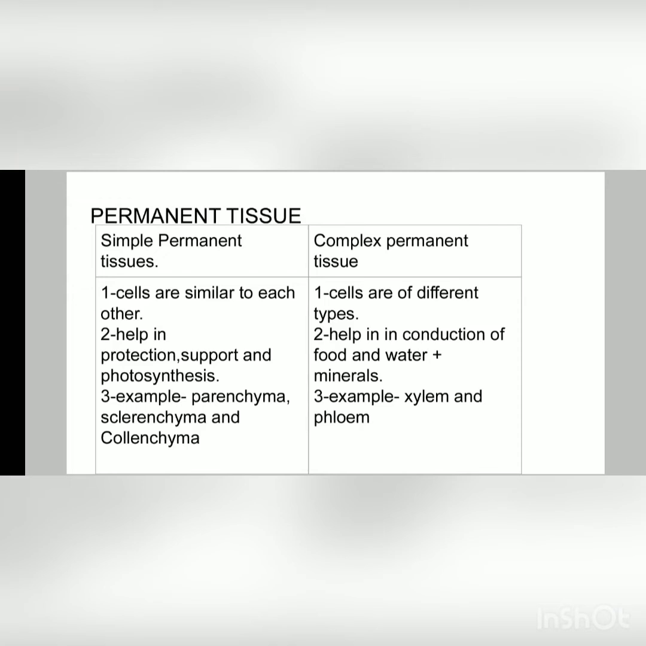And as the cells are of different type in this type of permanent tissue, they are called as complex permanent tissue. And second difference is, simple permanent tissue help in protection, support, photosynthesis, etc. And complex permanent tissue help in conduction of water and minerals and food. And examples of simple permanent tissue: parenchyma, sclerenchyma and collenchyma. And examples of complex permanent tissue are xylem and phloem.